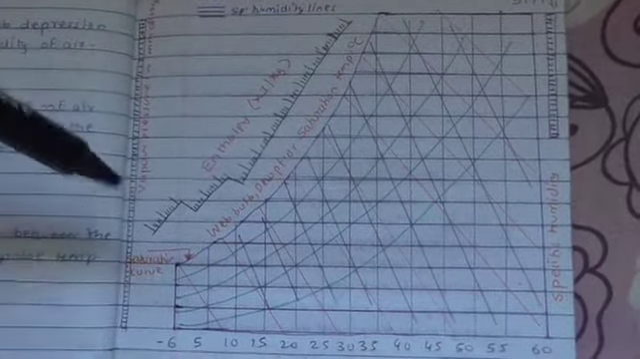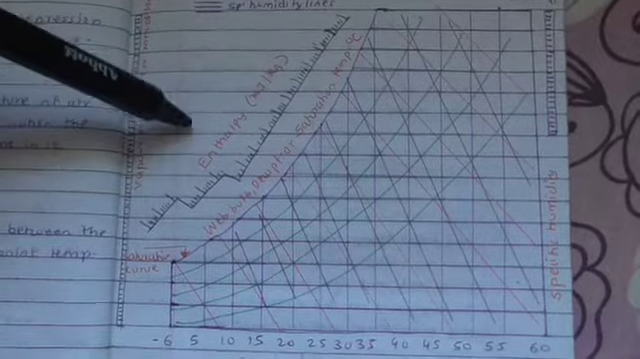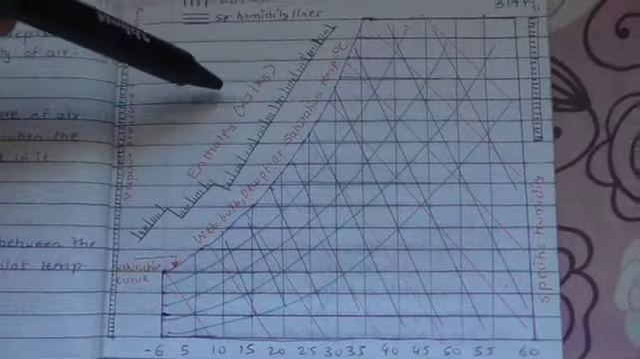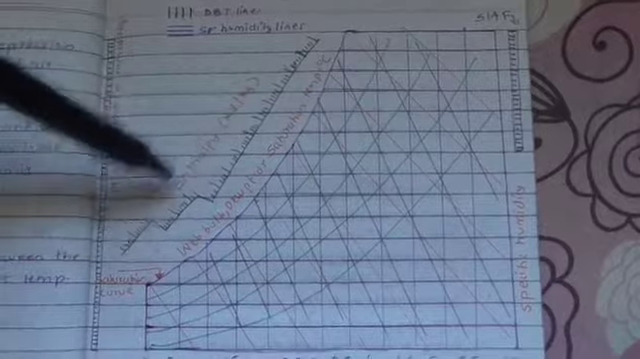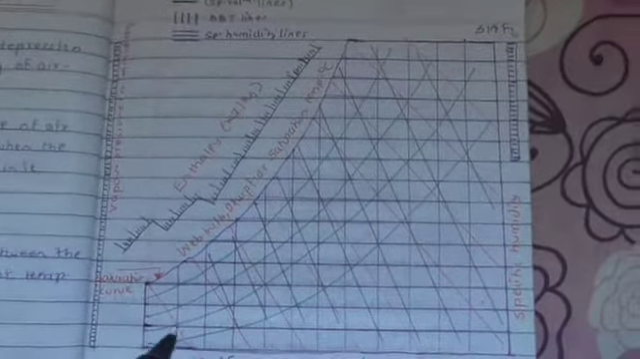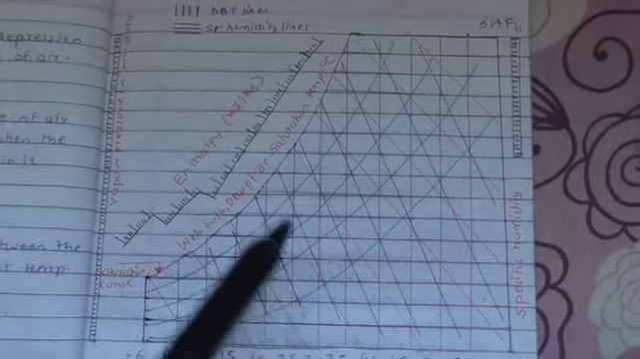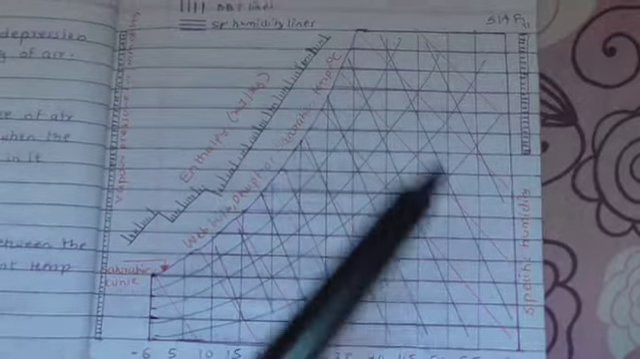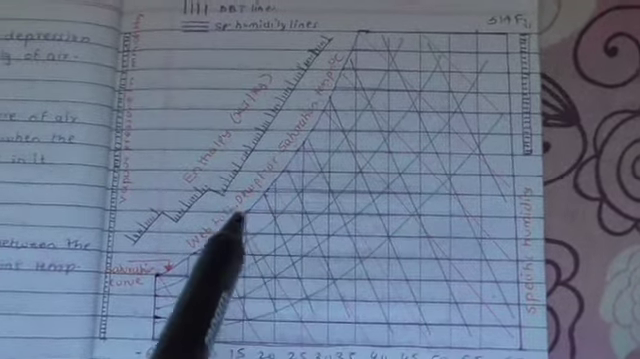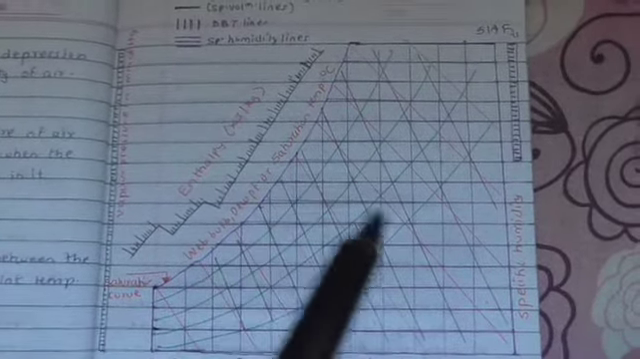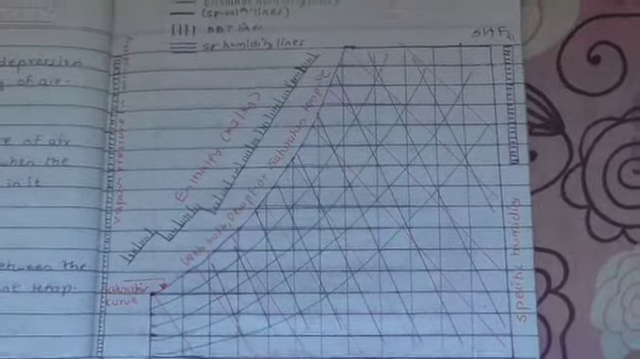Then on the left hand corner, the enthalpy scale gives us the enthalpy of air in kilojoules per kg of dry air, and this line extends from this scale directly into the psychrometric chart. Then the red lines indicate the wet bulb temperature lines. We know the wet bulb temperature is the temperature measured by a thermometer when its bulb is covered with a wet cloth. So these lines are the wet bulb temperature lines.